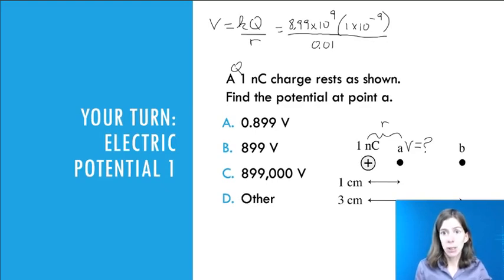And that's it. We plug and chug. And we'll see that the nice thing about these powers of 10 is they cancel out. So you can actually do this using your calculator. 8.99, without using your calculator, 8.99 divided by 0.01 ends up being 899 volts. So that is the potential produced at point A.